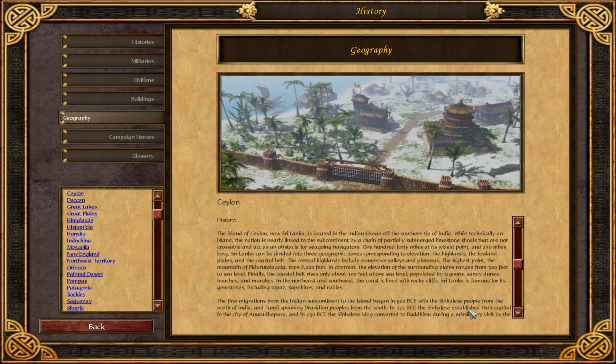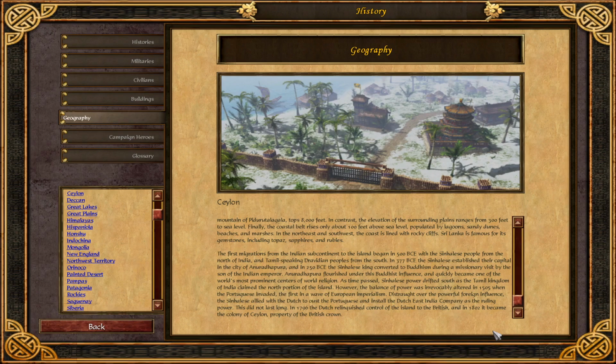Finally, the coastal belt rises only about 100 feet above sea level, populated by lagoons, sandy dunes, beaches, and marshes. In the northeast and southwest, the coast is lined with rocky cliffs. Sri Lanka is famous for its gemstones, including topaz, sapphires, and rubies.